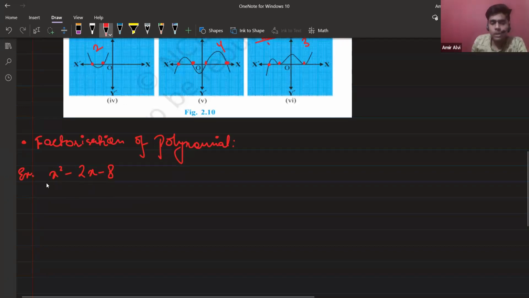Now, have you heard of the middle term split? Any of you? Yes, sir. Hiba got it. Adil got it. Faz, have you heard the middle term split? Like any of you, someone has left the class. I don't know who has left.